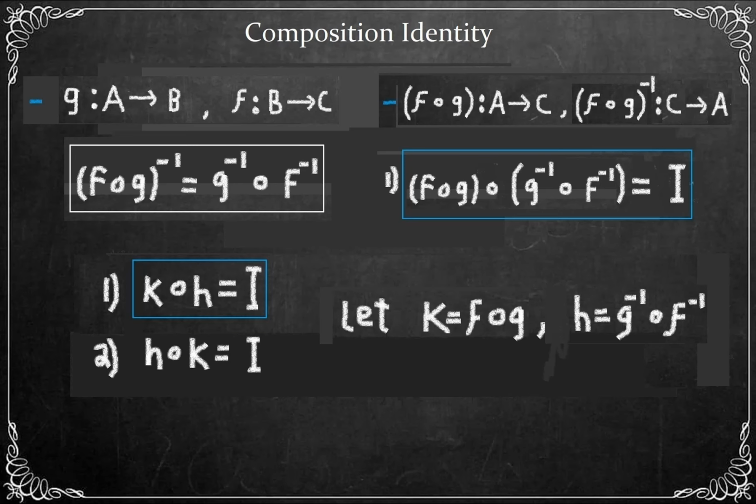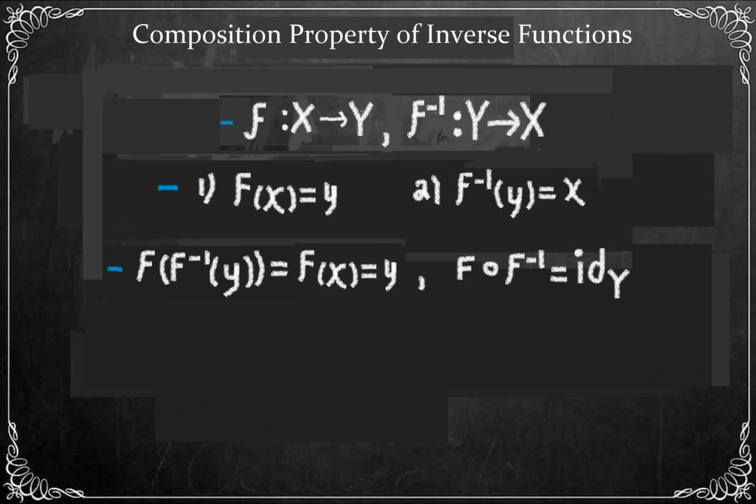If we let k equal f circle g and h equal g inverse circle f inverse, starting with the blue box, we have f circle g inverse circle f inverse equals the identity function. There's two things happening for this proof. The first, we're referring to the definition of the inverse function, which we already said, and its natural extension.